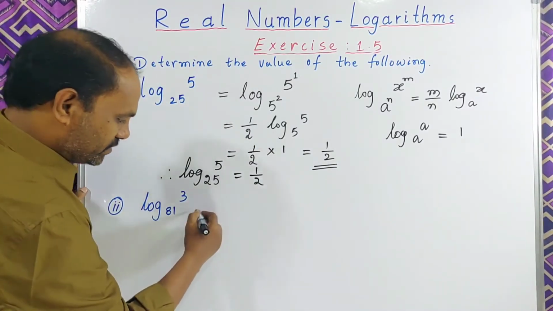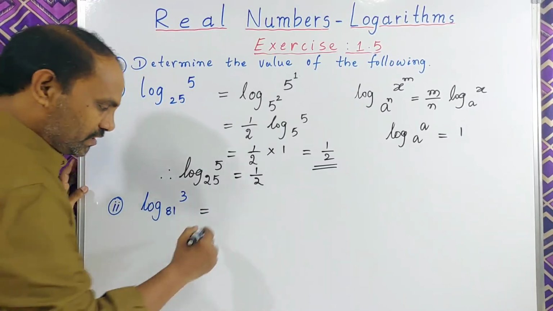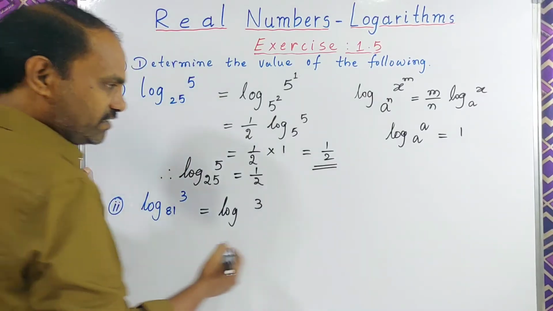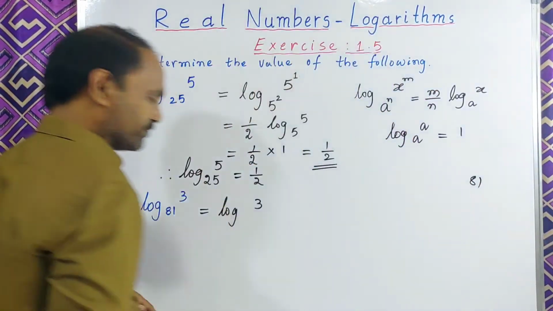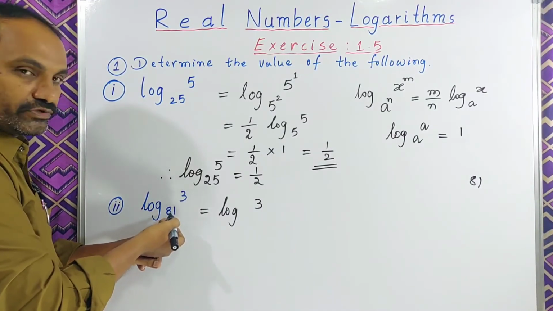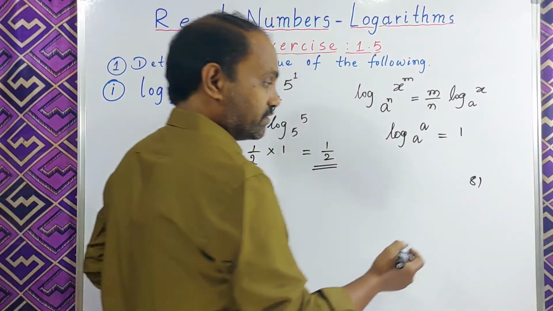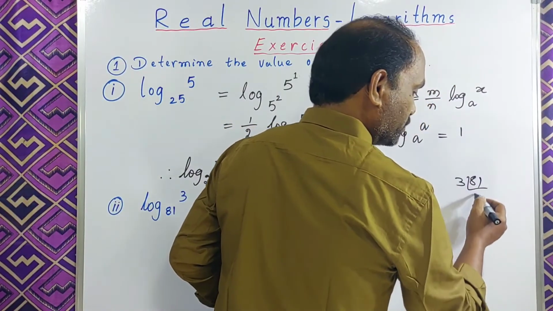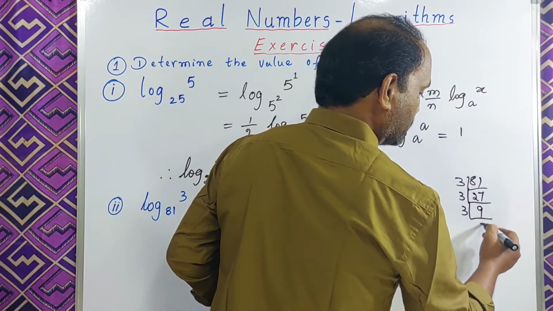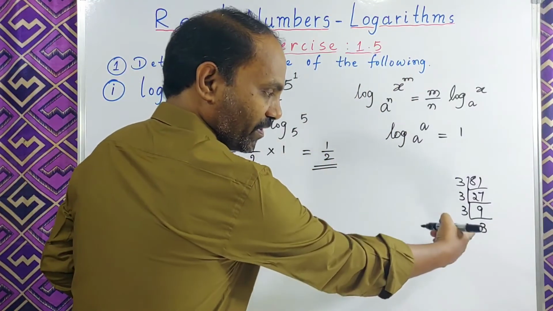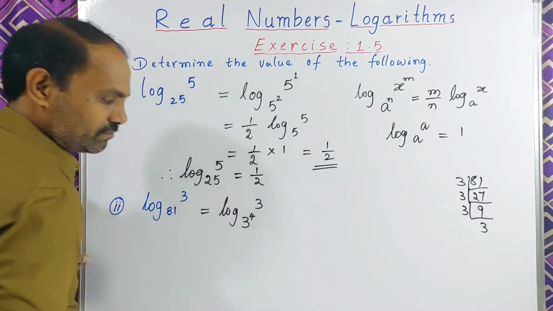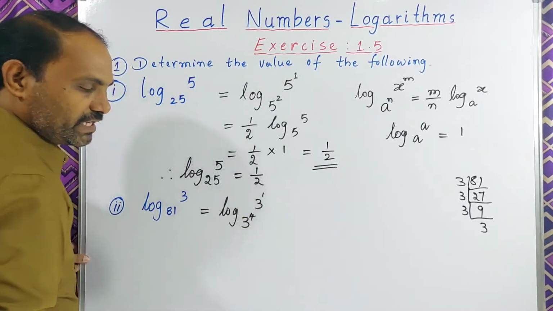Now check out this one. Here also the base is 81: log 3 to the base 81. Remember that here the base must be written in terms of 3 only. Why? Because the log value 3 is there, so you should divide 81 by 3. 3 twos are 6, 3 sevens are 21, 3 nines are 27, 3 threes are 9. So 81 is 3 power 4. We should write 3 power 4. Now here there is no exponent on the 3, so you should take 1.